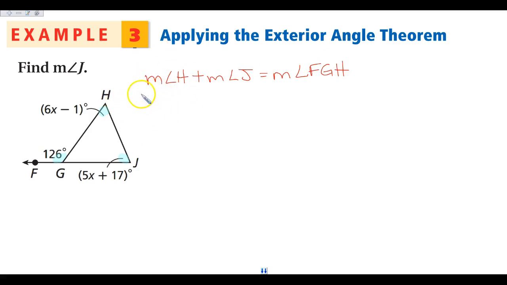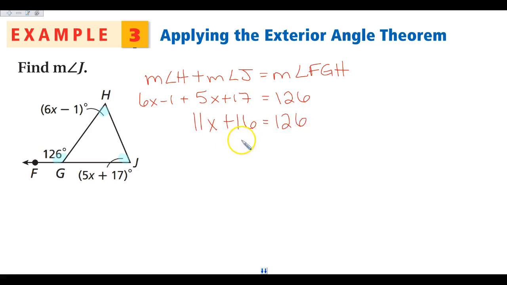We know that the measure of angle H is 6x minus 1. The measure of angle J is 5x plus 17. And the measure of angle FGH is 126 degrees. So combine your like terms here. I'm going to get 11x plus 16 is equal to 126. I'm going to subtract 16 from both sides and get 11x is equal to 110. And when I divide both sides by 11, I'm going to get that x is equal to 10.